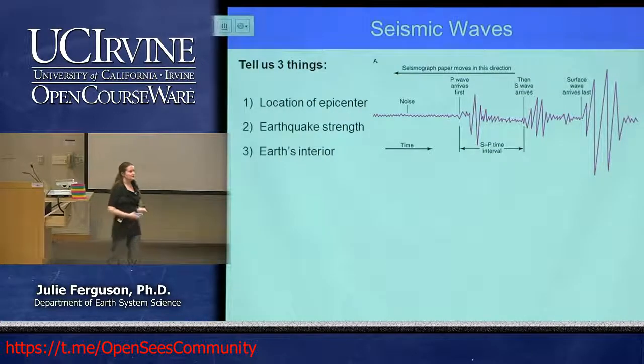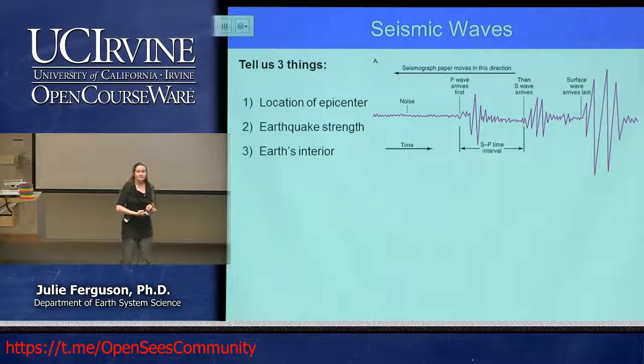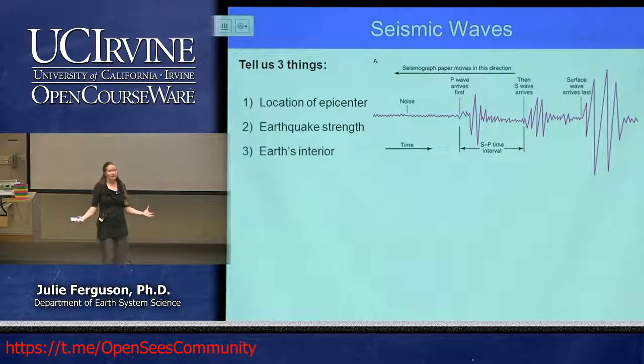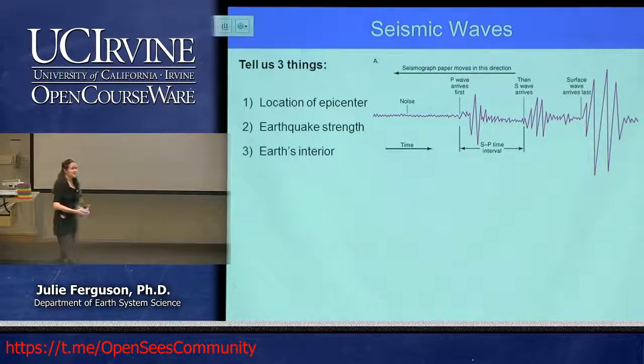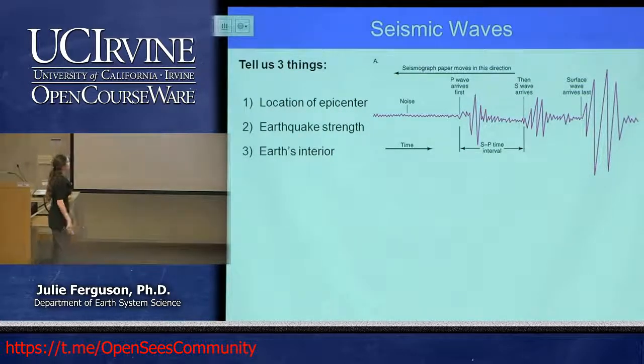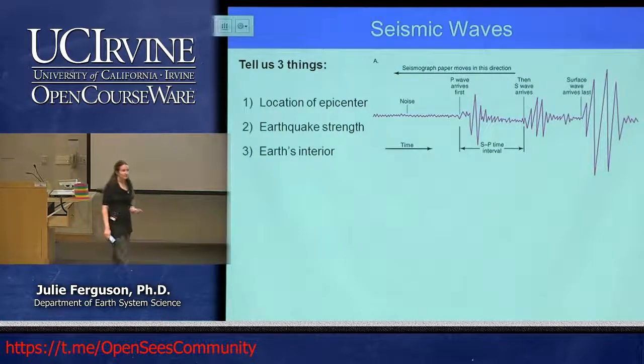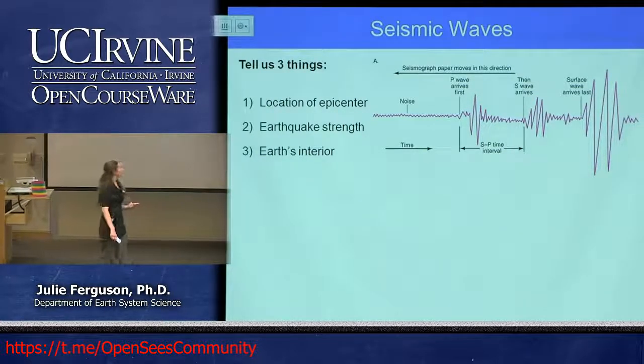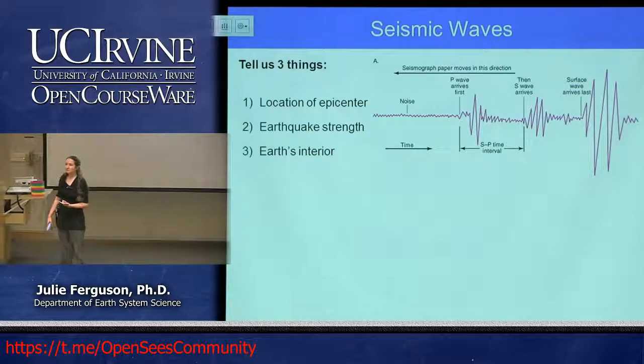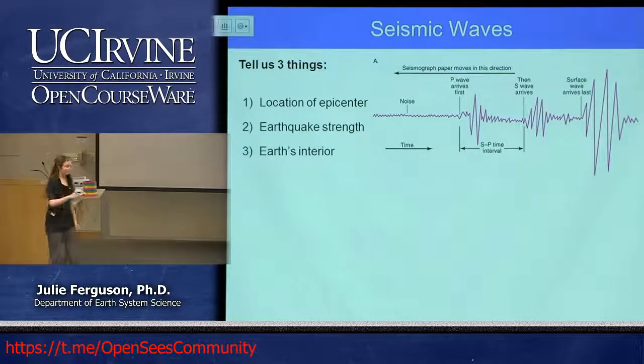So we can use the arrival times of these waves to work back and think about how far away we are, and therefore where the center of the earthquake must have been. We can get an earthquake strength from these waves and our record of them. And we also get information about the Earth's interior.